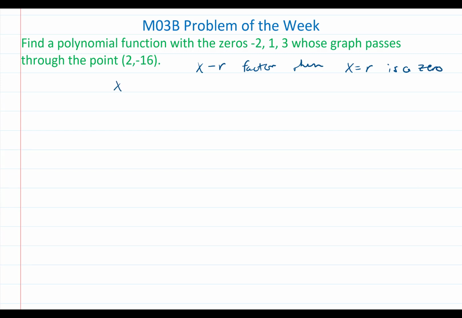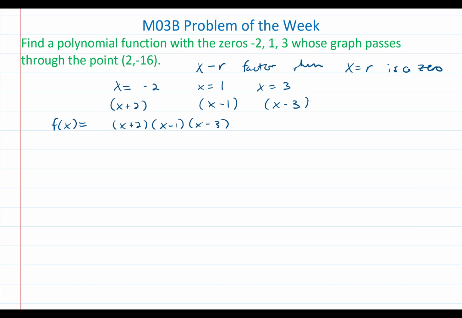So if we know that x equals -2 is a zero, that x equals +1 is a zero, and that x equals +3 is a zero, then the factors that produce these zeros are x plus 2, x minus 1, and x minus 3. And so now we can put these into a function format where we have f of x is equal to x plus 2 times x minus 1 times x minus 3. Wouldn't it be so nice if that's all we had to do, but no, there's more.